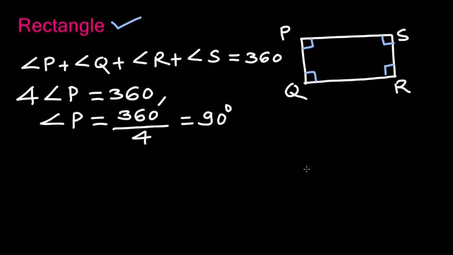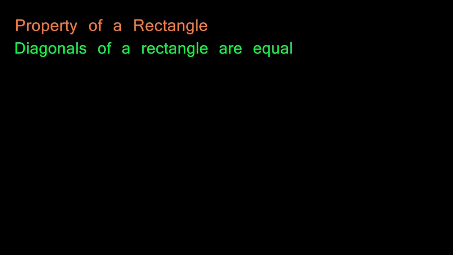Being basically a parallelogram, a rectangle will have its opposite sides equal. So PS will be equal to QR and PQ will be equal to SR, and its diagonals QS and PR will bisect each other at point E. We will understand a property of a rectangle which states that diagonals of a rectangle are equal. We will prove this property.